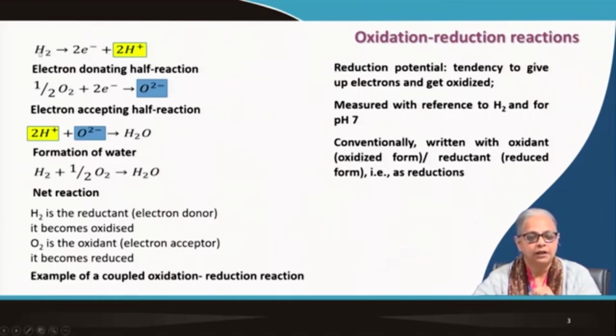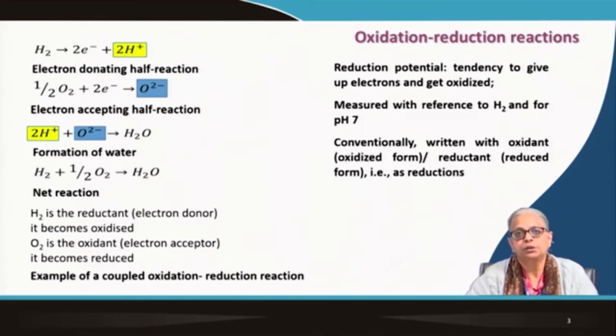So here we have hydrogen, and the half reaction for hydrogen is 2 protons and 2 electrons. So this is called the electron donating half reaction. And then we have oxygen. So when oxygen picks up these electrons, this becomes the electron accepting half reaction.